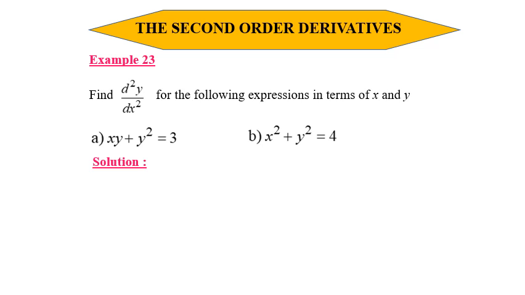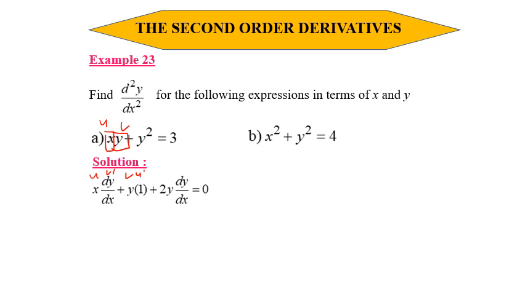Right. So look at here, example 23. We have two questions, A and B. For question A, given the equation xy plus y squared equals 3. First we differentiate for the first time. Remember xy means that we have two terms, so don't forget to apply the product rule: u v prime plus v u prime. So differentiate y, dy/dx, don't forget. That's why we get x dy/dx plus y times 1.